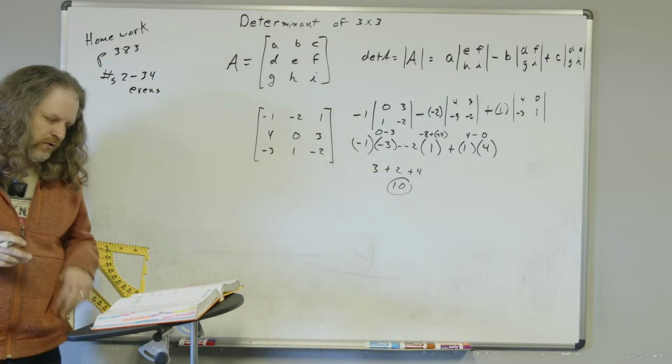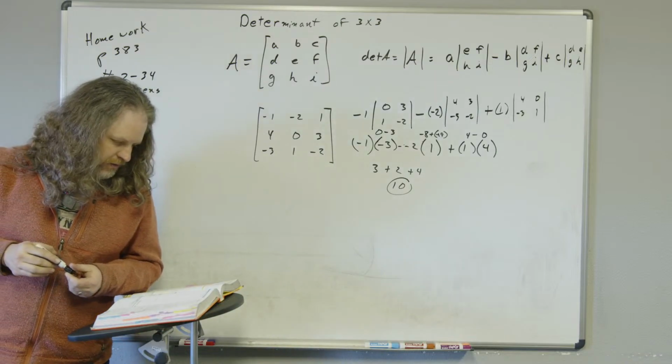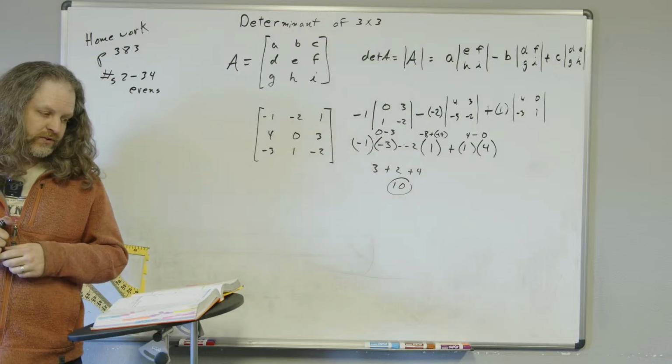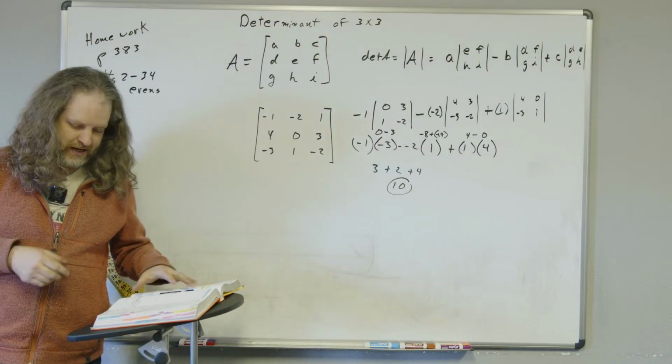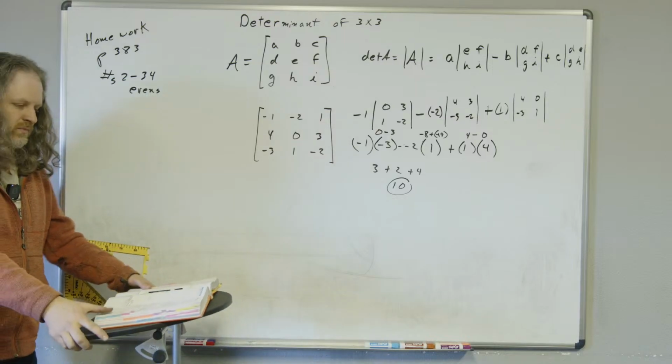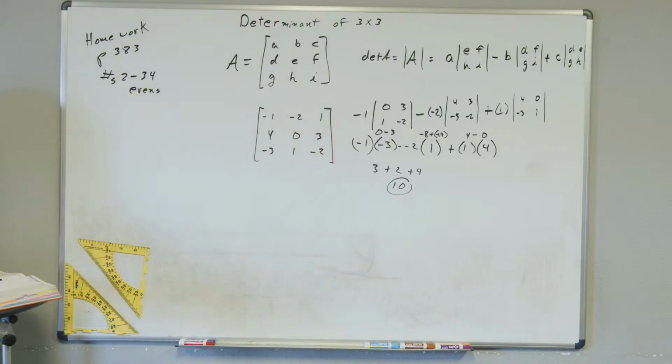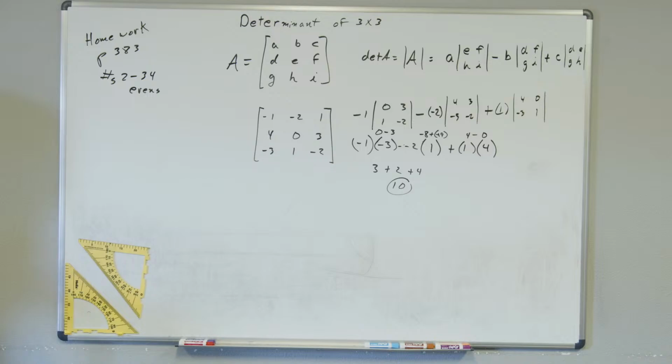So on numbers like 12 through 18, you are welcome to do Gauss-Jordan elimination on your calculator. You don't have to. If you want to do it by hand, you're welcome to do it by hand, but you're welcome to do those by using Gauss-Jordan elimination on your calculator if you wish.